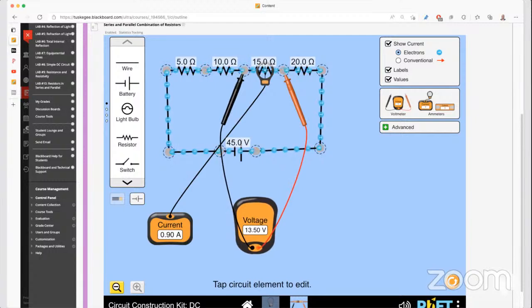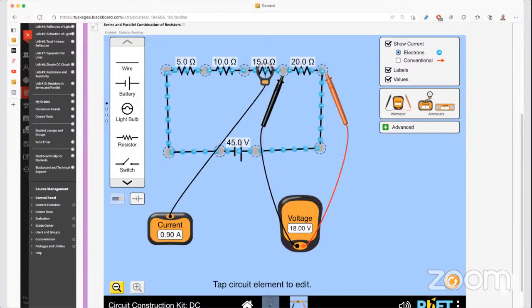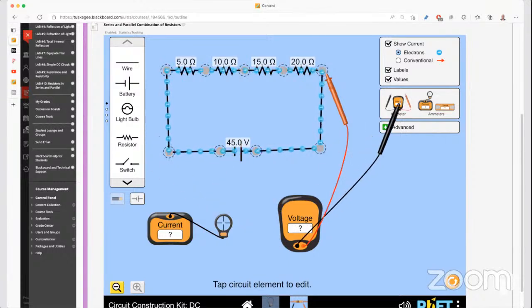And it's indeed 13.5. And of course, the voltage across 20 will be 18, twice that of 10, because 0.9 multiplied by 20 is 18 volts, as you can see. So that indeed validates what we've learned concerning Ohm's law. Now, if we go across all the resistors, we should get 45, which is 18 plus 13.5 plus 4.5 plus 9. That gives you 45. Okay, so that's a series circuit.